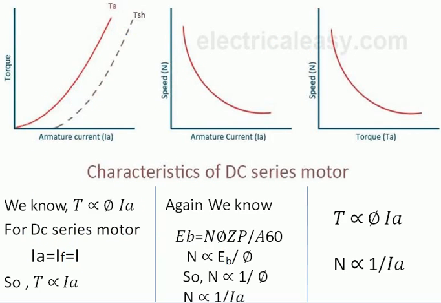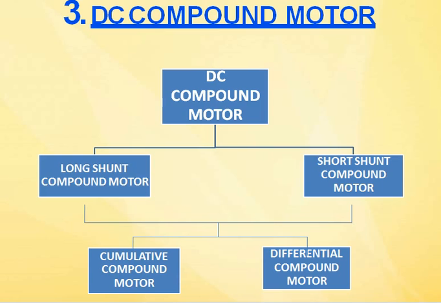And the characteristics we will discuss later. And what is your third type of winding? It means compound winding. In case of compound winding, some part of the winding, that is the series winding, is in shunt with another winding.